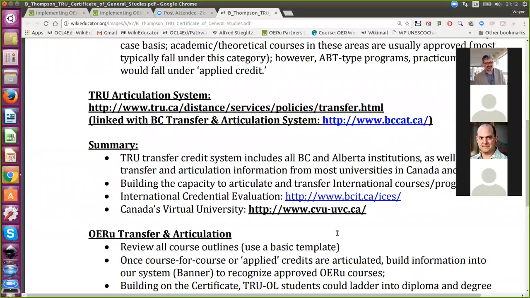So my goal here would be to have that same transfer information in our system so that it's a seamless transfer. And sort of build that capacity, as I said here, to articulate and transfer any and all international course credits. So one of the cautions, however, in talking to our transfer credit team last week, was that they've identified a list, they could keep adding to that list, of universities that don't issue transcripts for course takers. So we have to be aware of that.